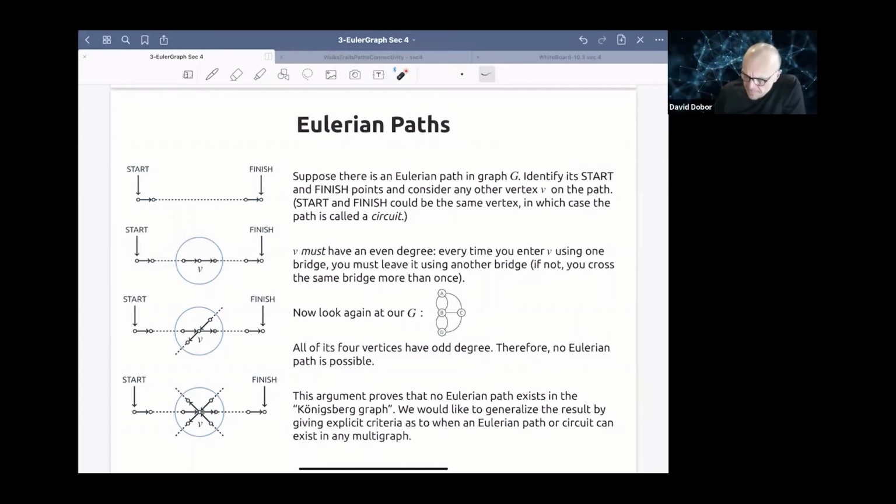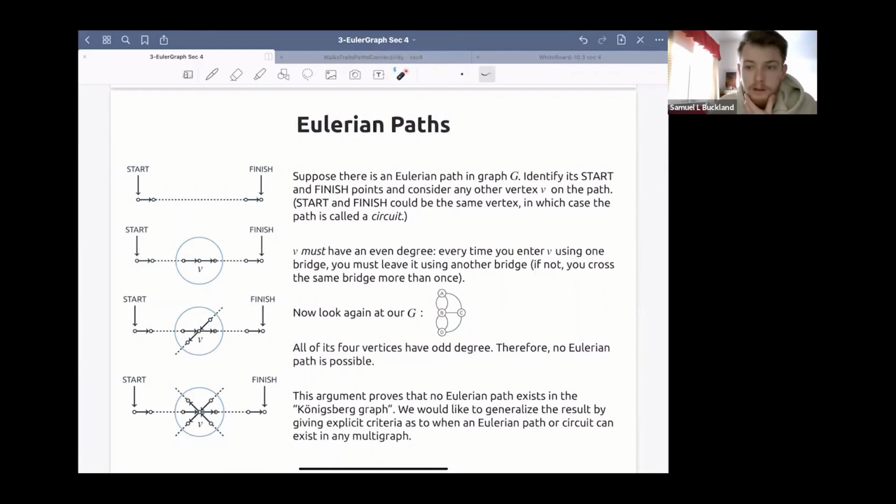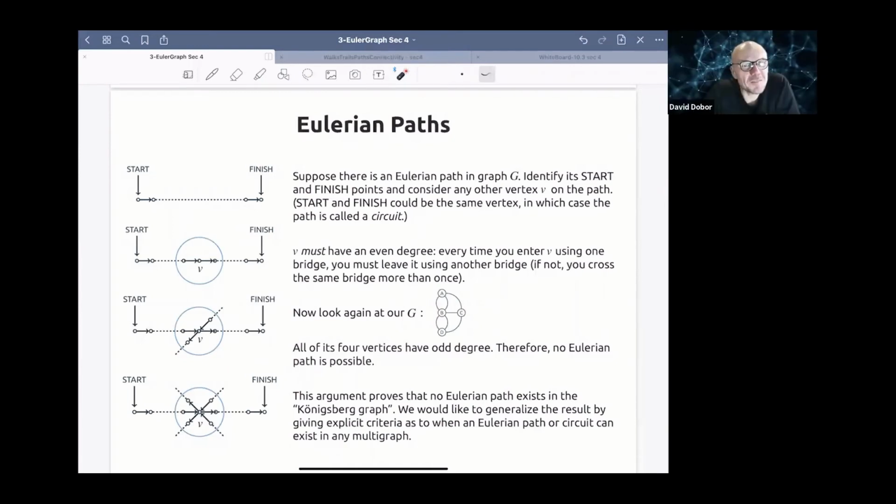Now let's look at this graph. What are the degrees of the nodes? 3, 3, 3, and 5. Yes, so I have no node of even degree, so essentially I have no internal node. Given what we've proven, I cannot possibly have an internal node, so a path like that cannot exist. Does that make sense? So if I'm to have an Eulerian path, I must have all these nodes of even degree.